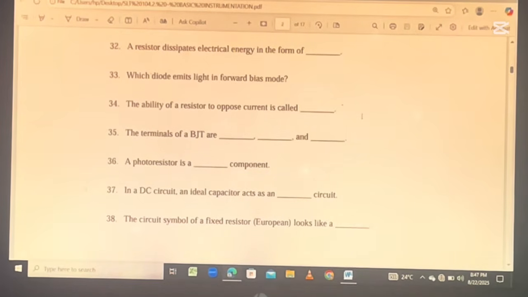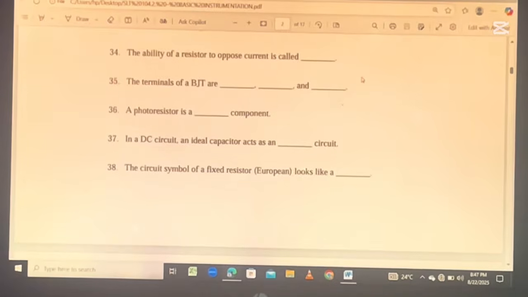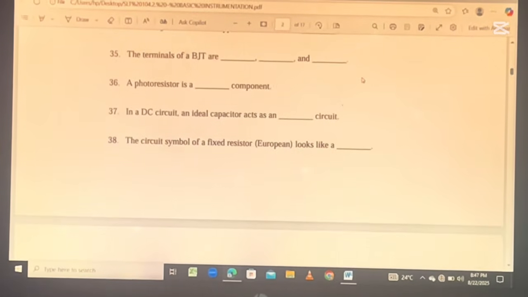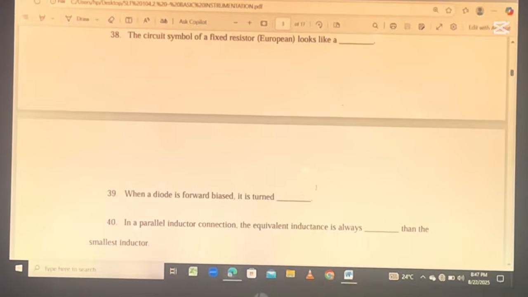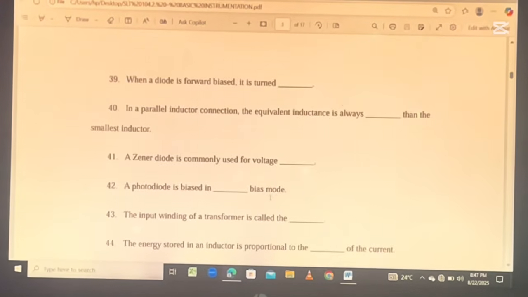The next one: the circuit symbol of a fixed resistor looks like a dash. So the circuit symbol of a fixed resistor looks like a rectangle. All right, so it looks like a rectangle. Now, the next one: when a diode is forward biased, it is turned dash. Okay, it is turned on.